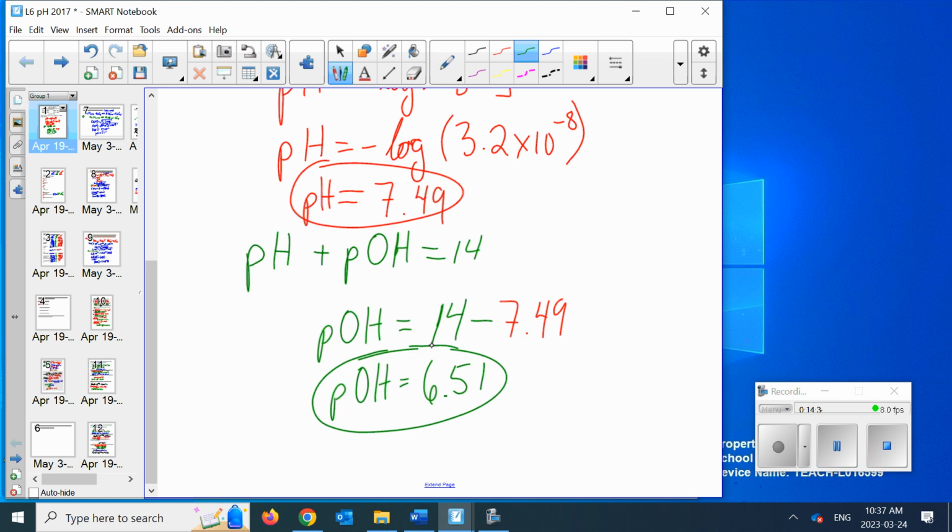Nobody uses it other than for doing calculations, and here's the reason why. From these, I should be able to get, there's now more than one way to calculate hydronium ion concentration and hydroxide.